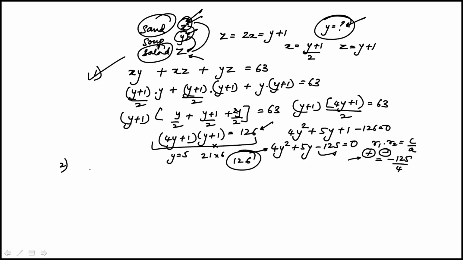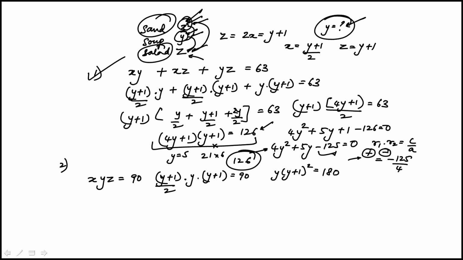Statement 2 says when you're choosing one item from each of the three menus, the total number of choices is 90. So that would be X choices for the sandwiches, Y for the soup, Z for salad. So that's the condition. And if I replace X in terms of Y, that's the condition I get. And this would mean Y times Y plus 1 square equal to 180.